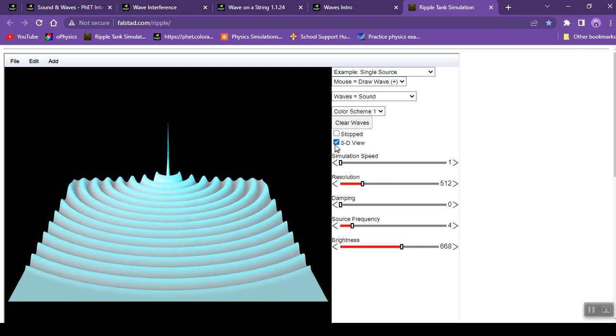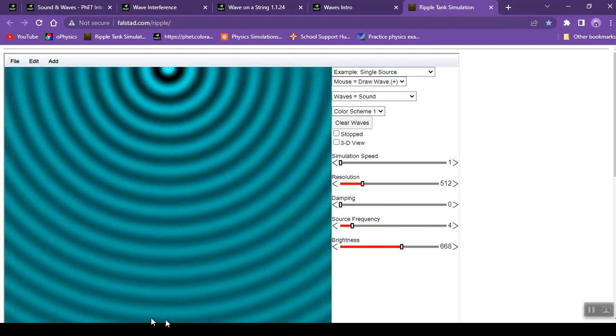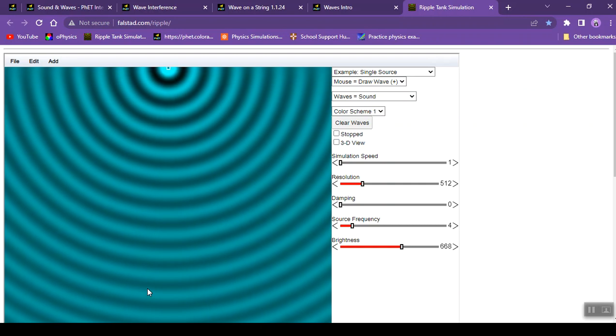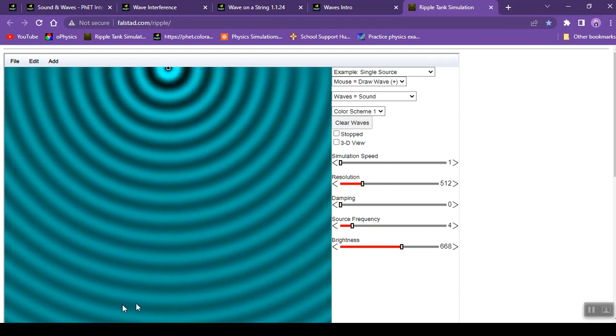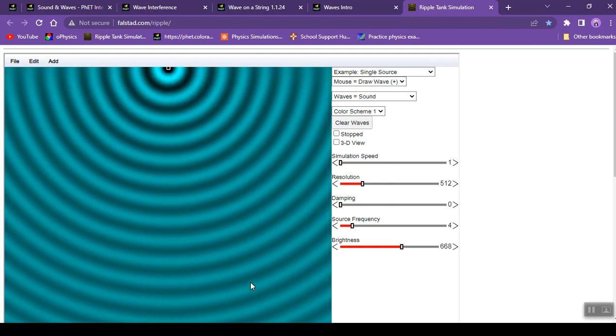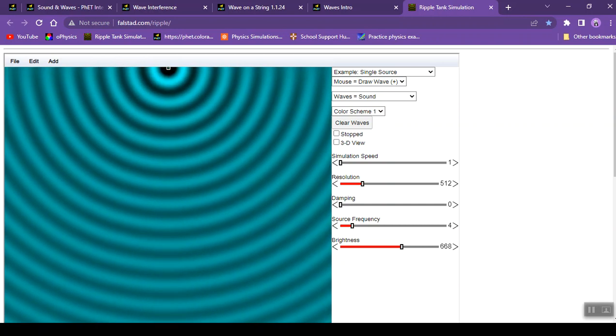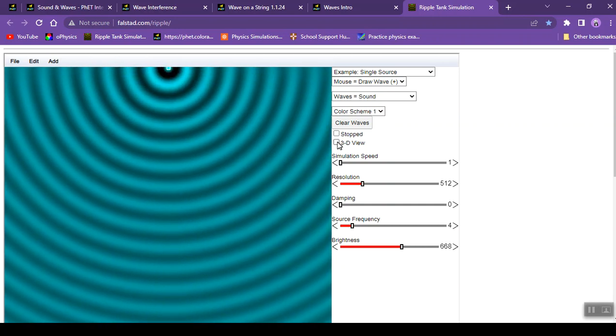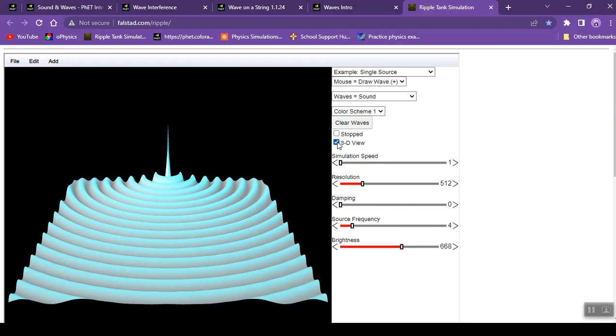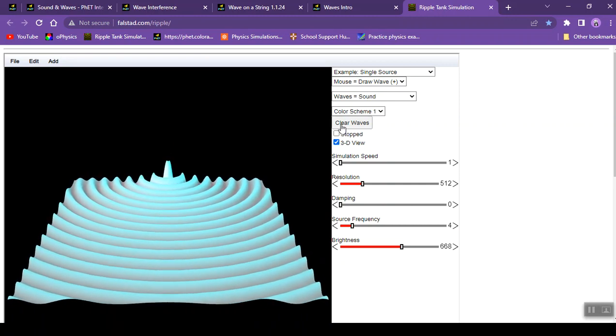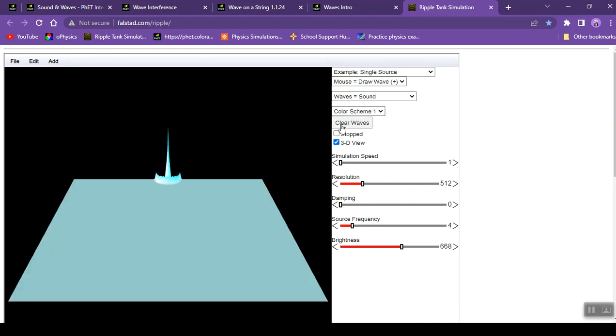And if we look from the top, we see that there are dark lines and light lines. The dark lines represent the tops, the crests, and the light lines represent the troughs. And as we look at the 3D view, we see the waves approaching us. So let's see again the waves coming towards us, and that circular thing on the outside spreading out is called a wavefront.